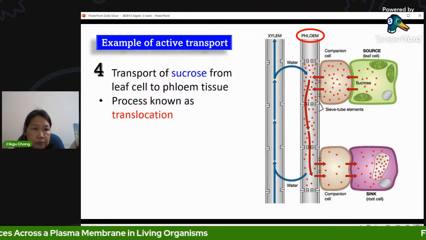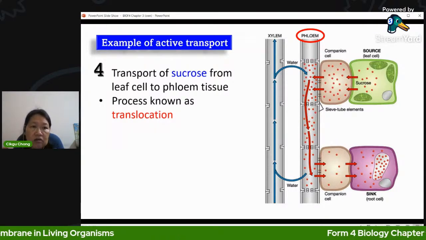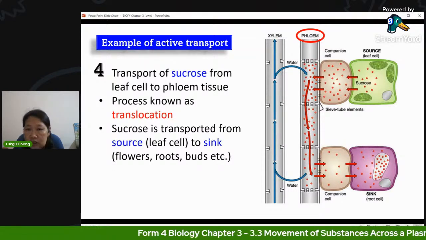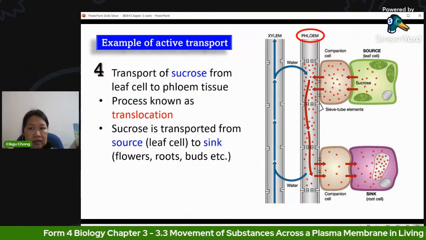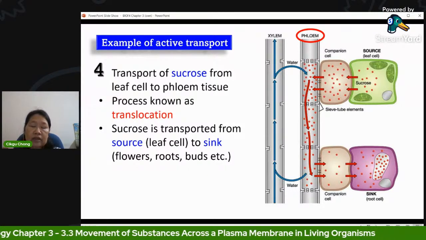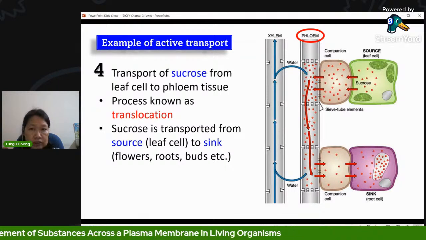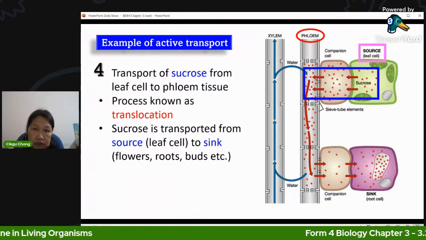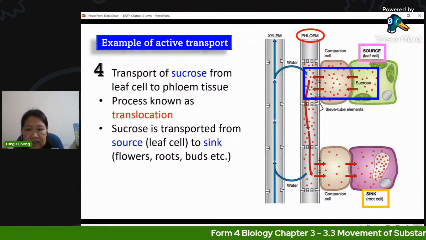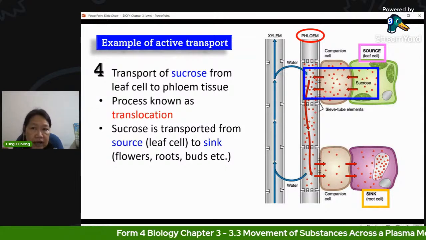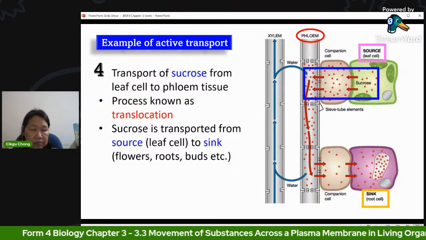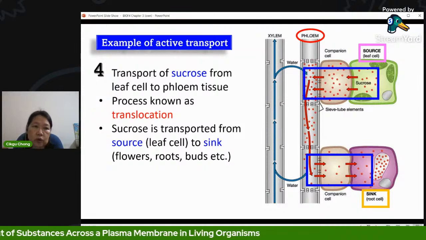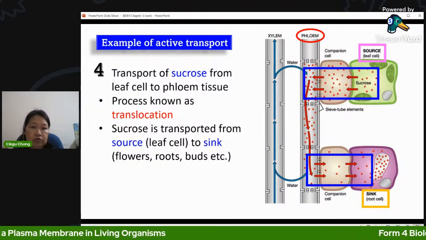This process of transporting food through the phloem is called translocation. Translocation. So sucrose is transported from the source. The source is the leaf cell, where the food is made, to the sink. The sink is where the food is going to be kept or used. So this is the source, and it goes into the phloem tissue, and then this is the sink. The sink is, for example, root cells or flower cells or any other part of the plant that does not make food, and this is where the food is transported to. So this is through active transport against the concentration gradient.